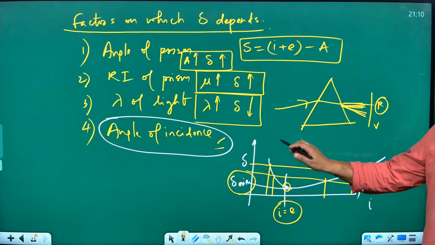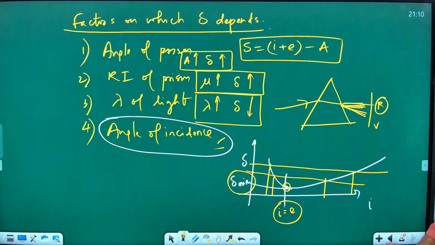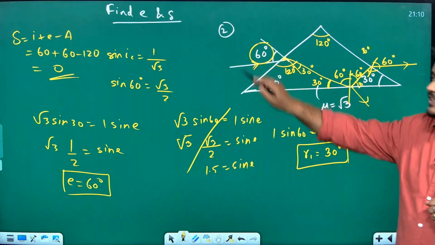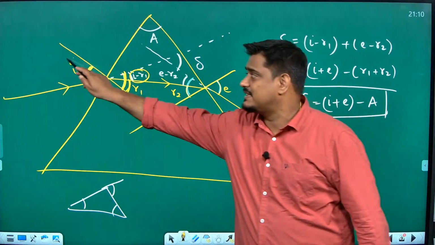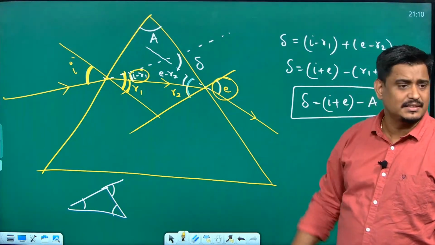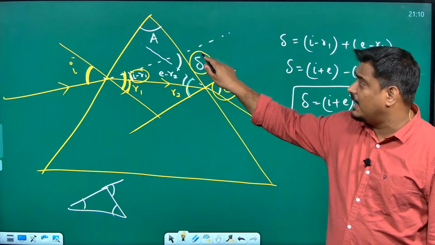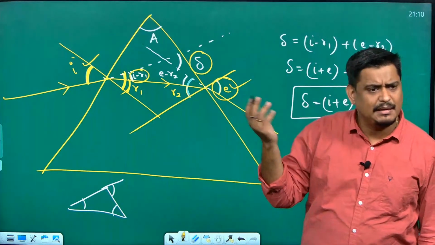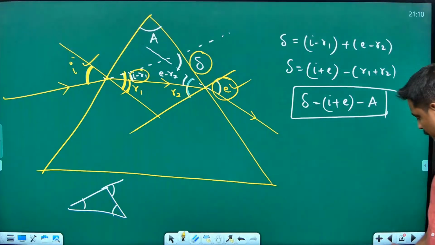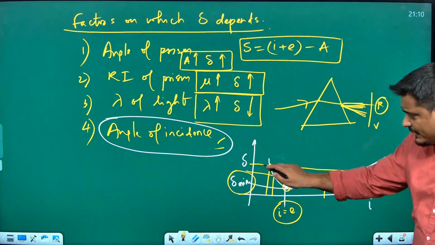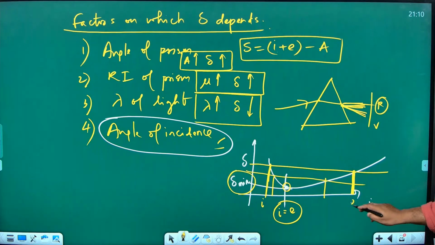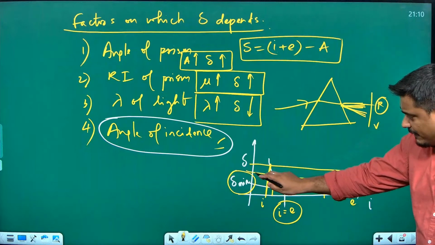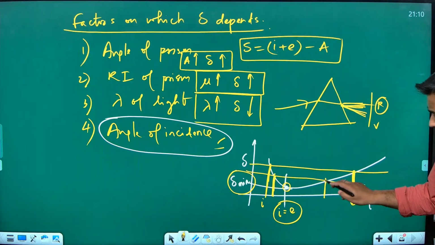Whenever light is entering a prism, it has one angle of incidence and one angle of emergence. Are you getting what I am trying to say? So, for a particular value of delta, I should have both I and E, and they may be different. That is why when I drew the graph, I came to know that for every delta value, I am getting one angle of incidence and one angle of emergence.